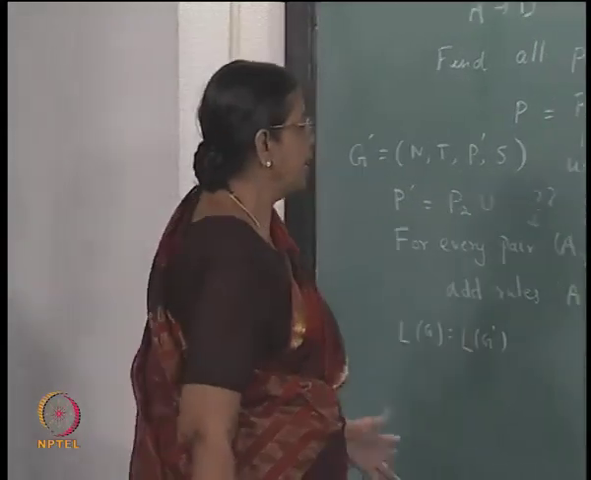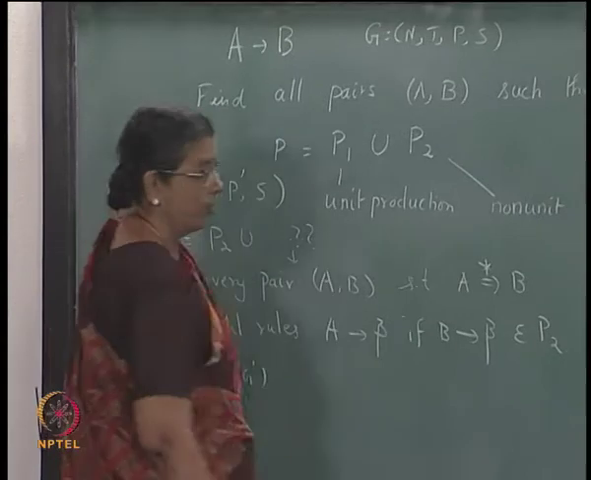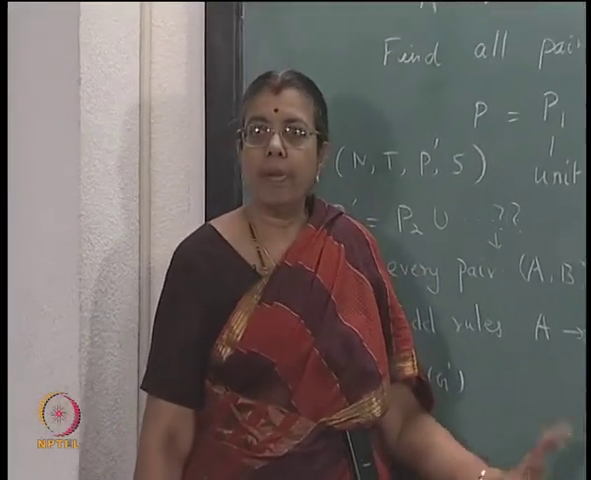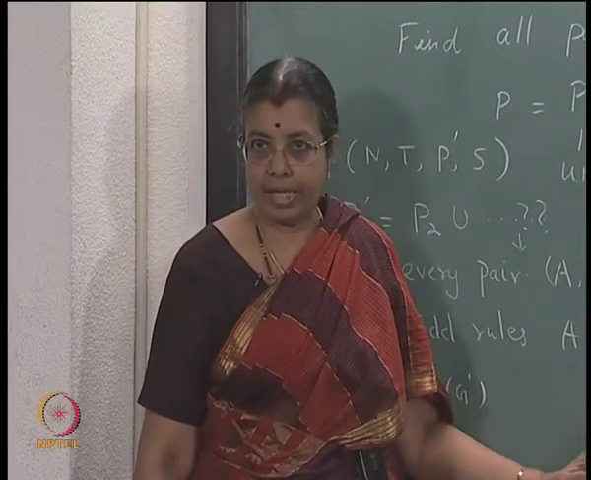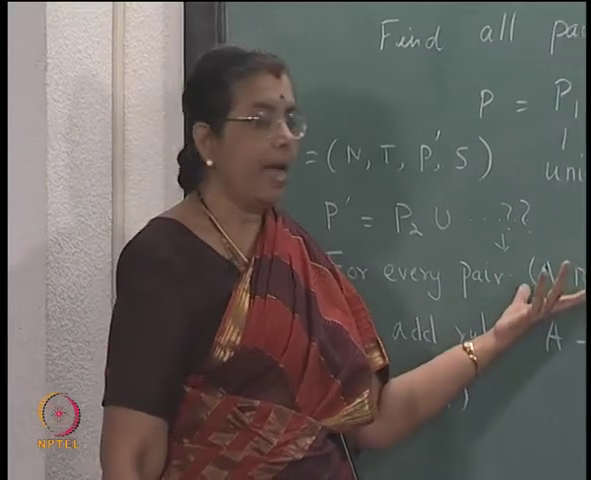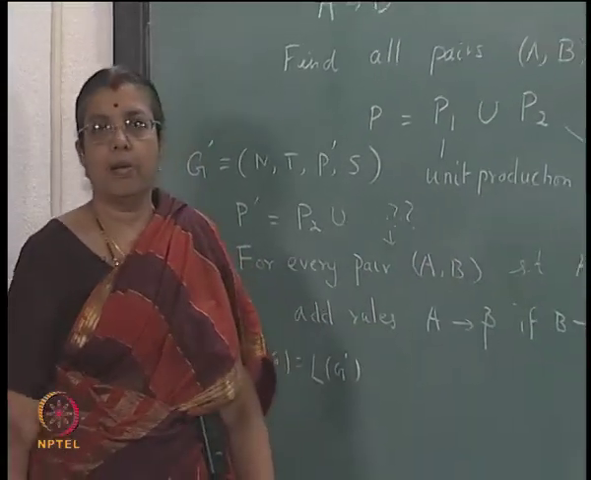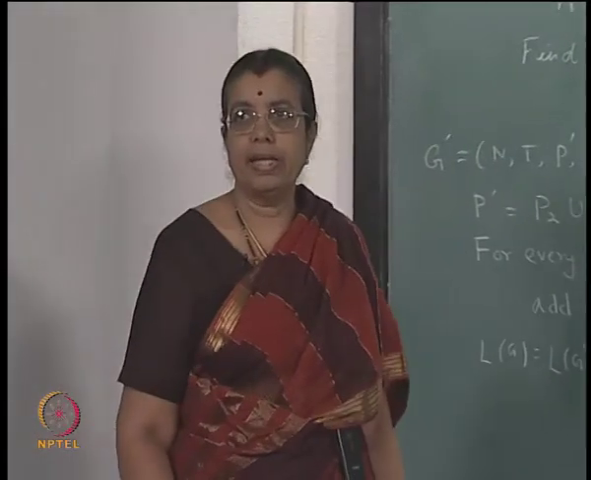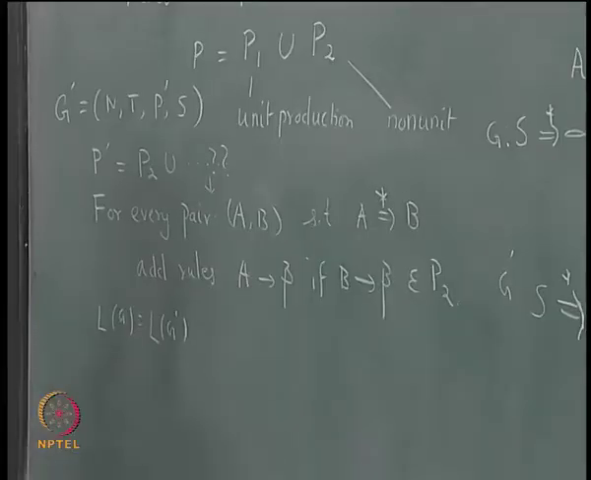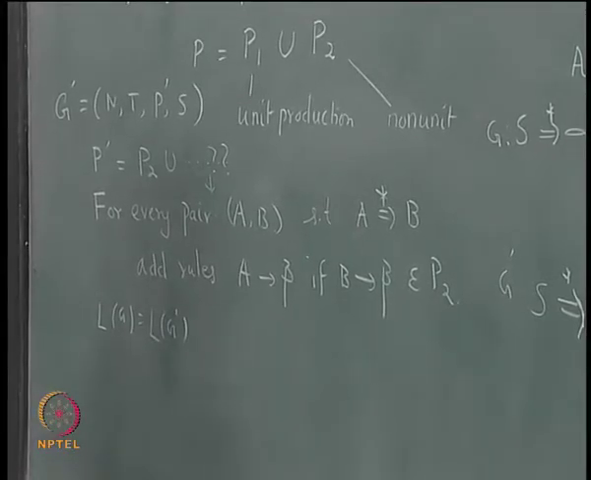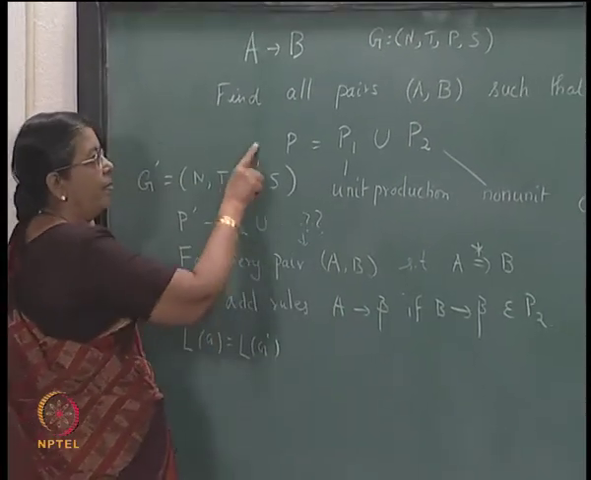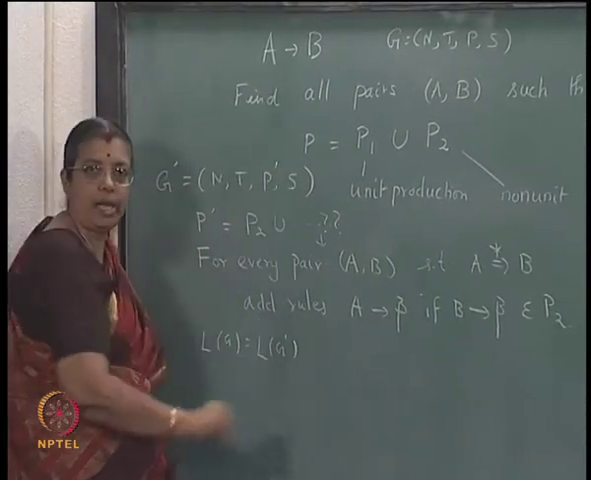So, it is advantageous to do this rather than use the unit productions, but one thing you must be careful about: the number of rules here will be enormously increased. Suppose I have 5, 6 or 7 such pairs A, B, the number of rules is going to increase very much, but if I have just one pair you can just remove it and so on.